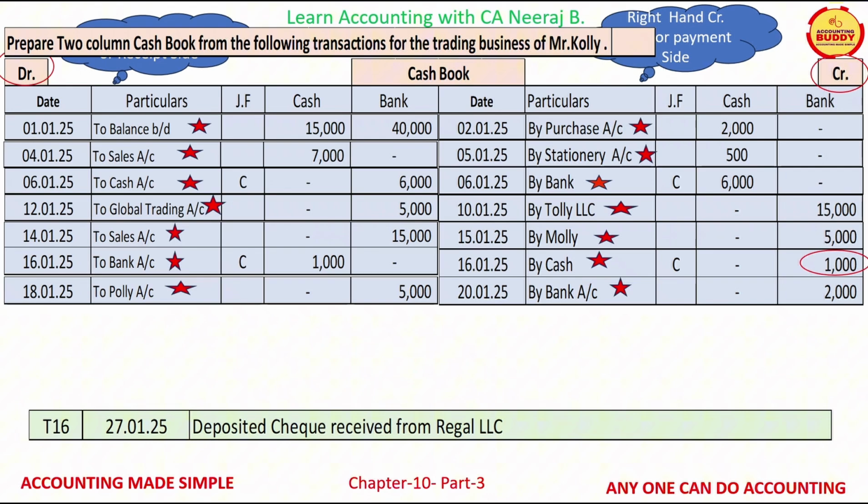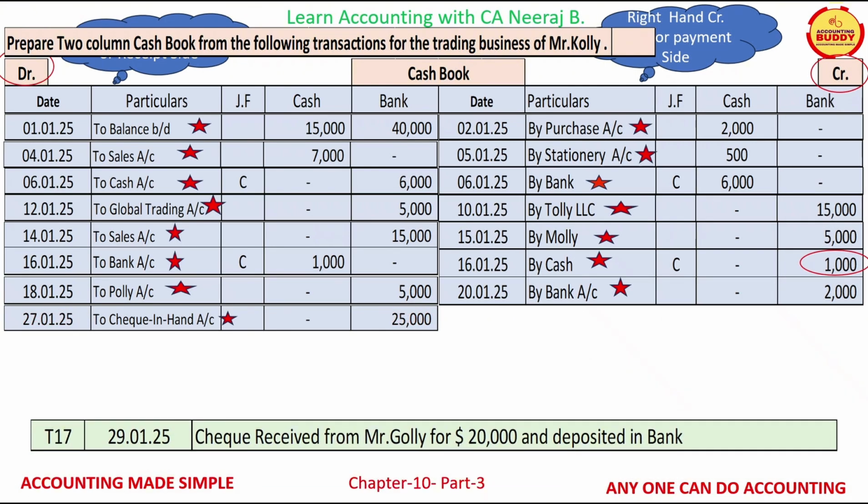Transaction T16 is on 27th of January 25, check received from Regal LLC for $25,000 on 20th of January 25 is now deposited in the bank. Since it is a receipt transaction, it will be recorded in the bank column on the left hand debit side for $25,000 on 27th of January 25 by writing the words to check in hand account. Please note that on 27th of January 25, Regal LLC will not be credited as Regal LLC account was credited on 20th of January when the post dated check was actually received.